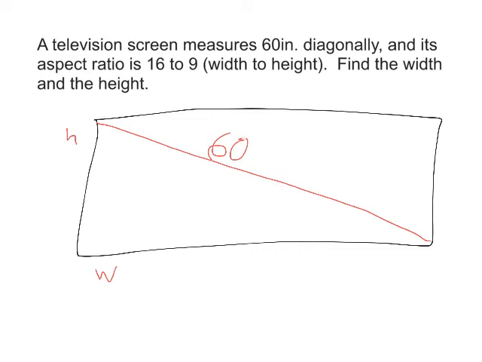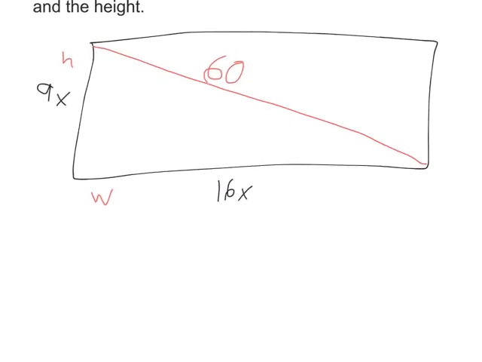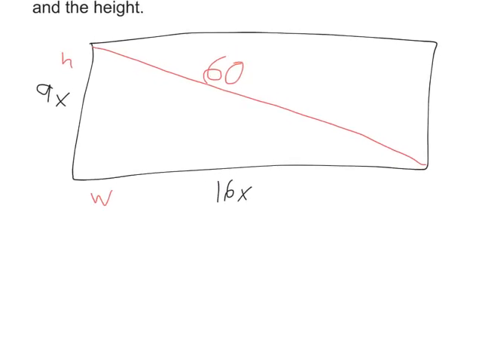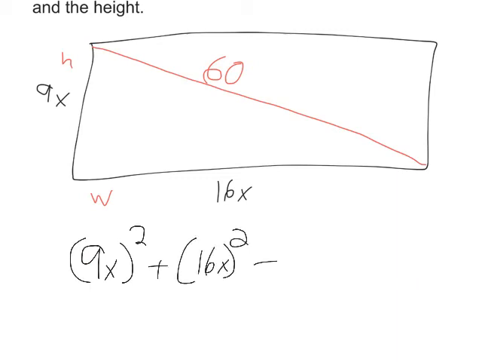And so what we can do is define the height as 9x, the number of inches, and then the width can be defined as 16x. Okay, so we'll pull this up a little bit, and we set up our Pythagorean theorem. (9x)^2 + (16x)^2 = 60^2.